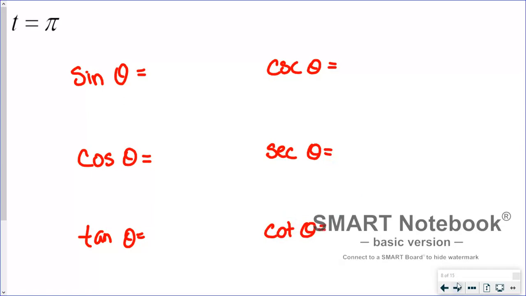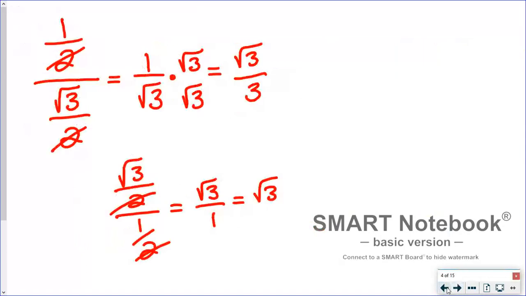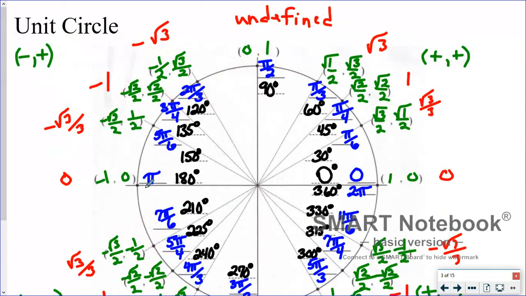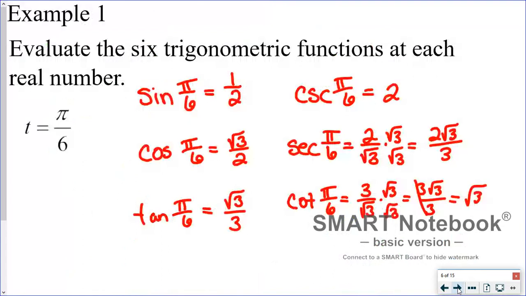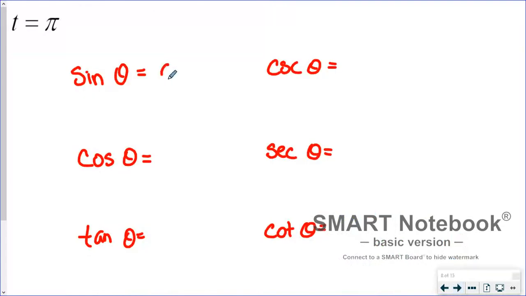Okay, so now we're looking at pi. So pi is over here. My x, which is cosine, is -1. My y, which is sine, is 0. So this will be 0, and this will be -1. The tangent, which is the y divided by the x, is 0. Absolutely.